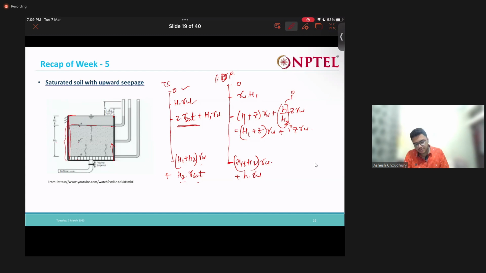Now let us come to the pore water pressure. Pore water pressure at the top is 0. At the point A it's H1 into gamma W. Now at this point we have H1 plus Z into gamma W, plus due to this extra pressure, h by H2 into Z into gamma W. So h by H2 I am writing as i. So iZ gamma W.